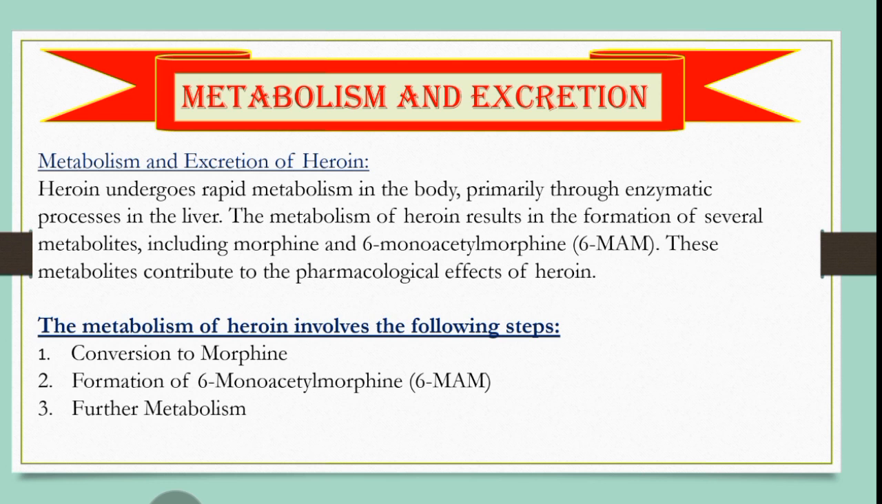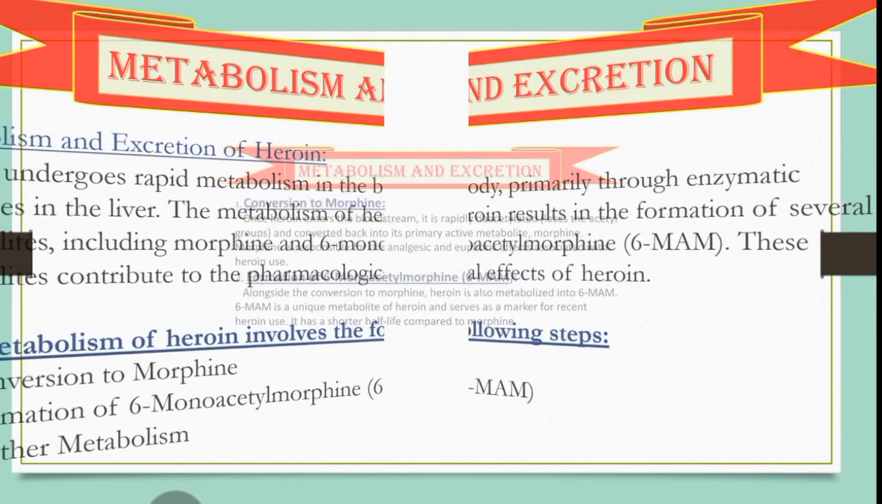Heroin undergoes rapid metabolism in the body, primarily through an enzymatic process in the liver. The metabolism of heroin results in the formation of several metabolites, including morphine and 6-monoacetyl morphine, also known as 6-MAM. These metabolites contribute to the pharmacological effects of heroin. Metabolism of heroin involves the following steps. First is conversion to morphine, second is formation of 6-monoacetyl morphine, also known as 6-MAM, and the last is further metabolism.